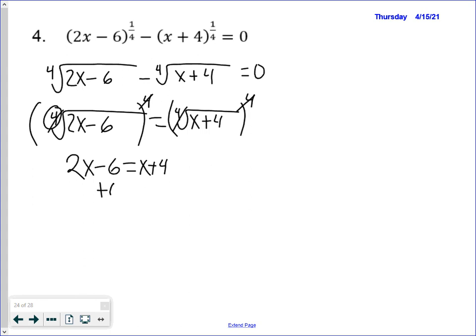All that's left is to solve for x. So I get 2x equals x plus 10, minus x. And I get that x equals 10. And that's going to be my solution.